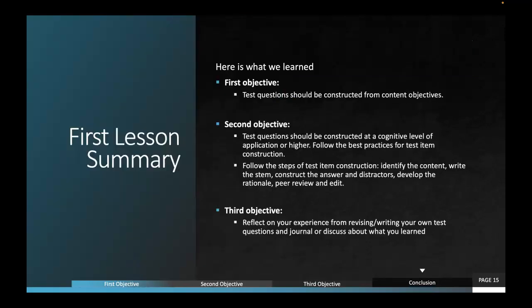So today we talked a little bit about test questions being constructed from content objectives. We talked about constructing them at a cognitive level of application or higher and following best practices. We talked about the steps of test item construction. And then we talked about some activities that are going to be available for you to get some hands-on practice with that, and then some face-to-face practice that will also be coming in the fall.